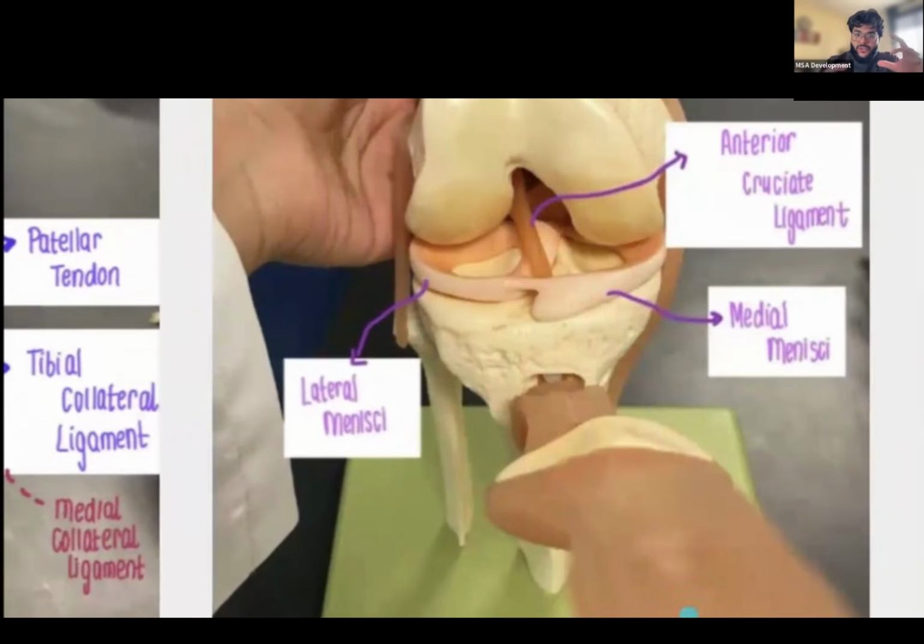Now, inside this joint itself, we have a few ligaments and menisci. You have the anterior cruciate ligament, which goes from anterior to posterior. And then we also have the posterior cruciate ligament, which you can't see right now, but I'll show it to you in a bit. Then you also have the lateral and medial menisci.